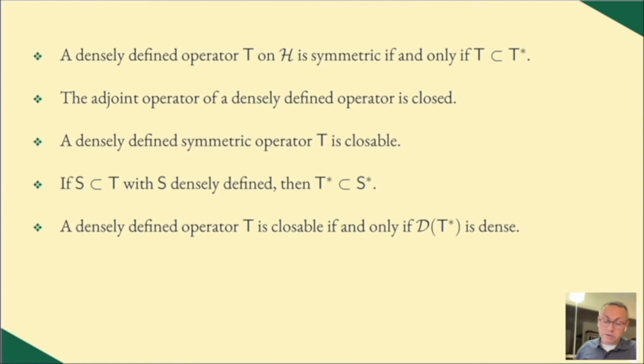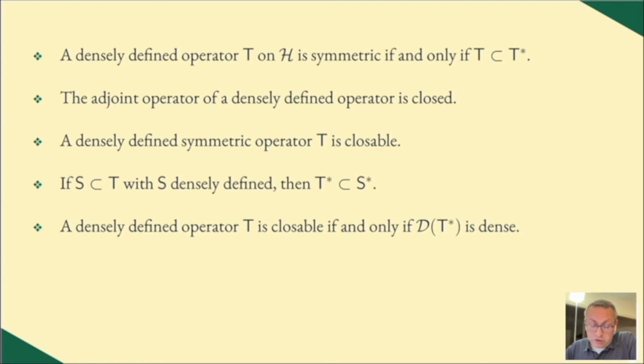A few remarks now. Now we know what is the adjoint of a densely defined operator. And in fact, we can give a characterization of a symmetric operator in the case where it is densely defined. So a densely defined operator T is symmetric if and only if its adjoint is an extension of T. So that's another way to express that the operator is symmetric.